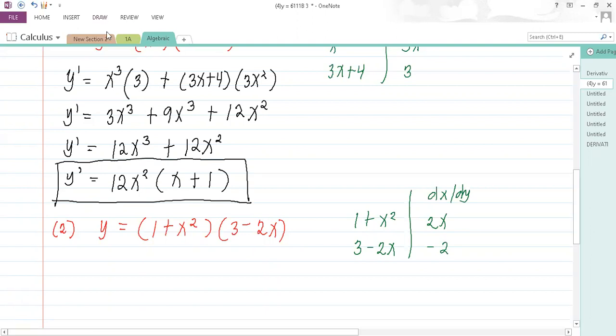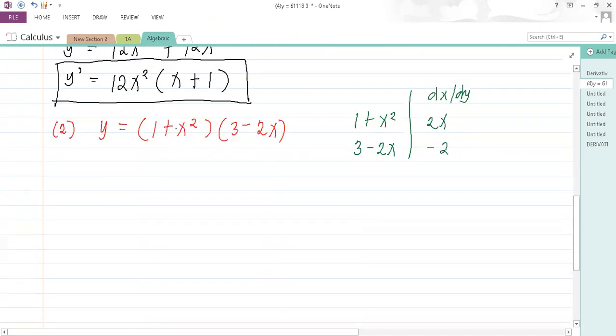So, we can now solve our given example. So derivative, that is y prime or dy dx. That is equal to yung first term. So anong first term natin? Yung 1 plus x squared. So 1 plus x squared multiplied by the derivative of the second term. So anong derivative ng second term natin? That is negative 2. Okay?